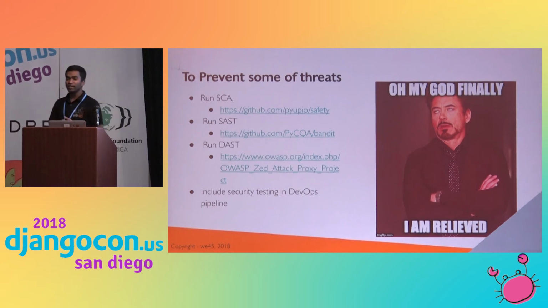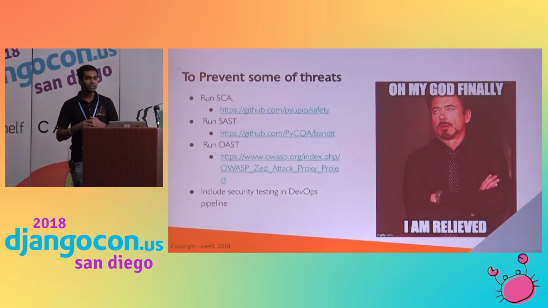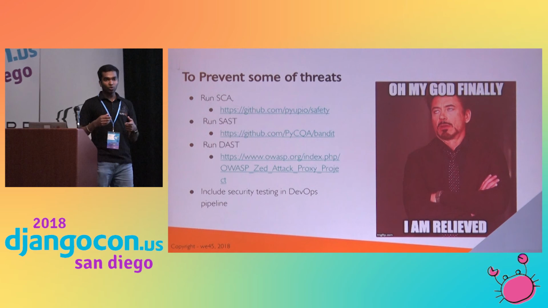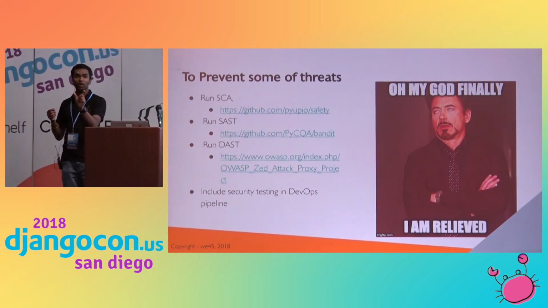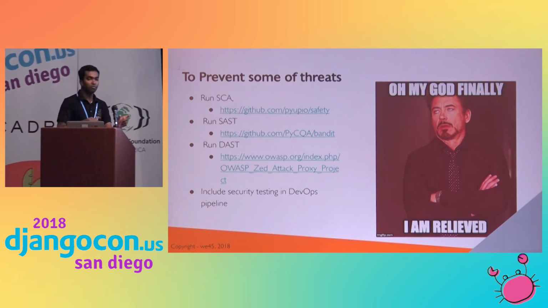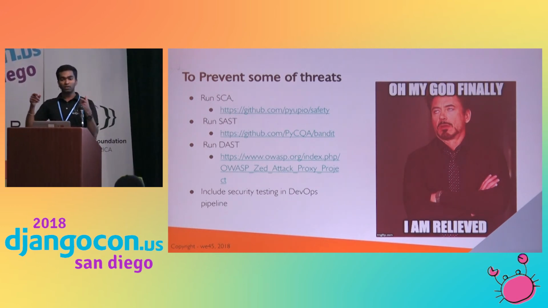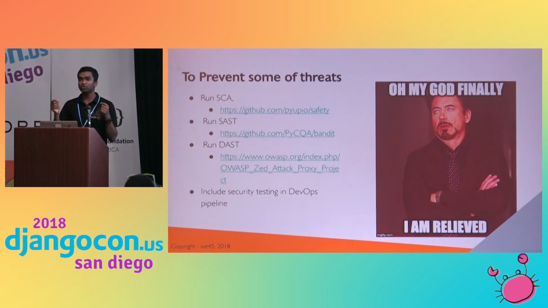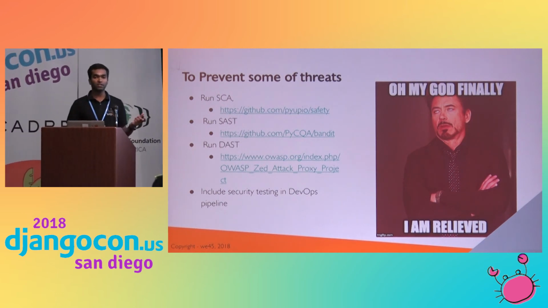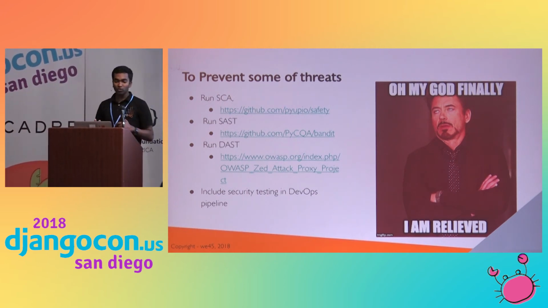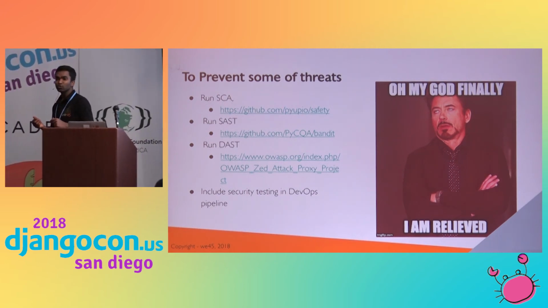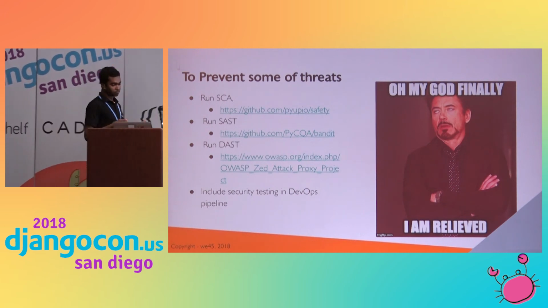Use SCA, software composition analysis. That means it scans your packages. If it finds any vulnerabilities in your packages, it says this vulnerability exists in this version, please upgrade. Use that one. Also use SAST, as I showed you, Bandit. Use that for Python, so that if there are any vulnerabilities in our code, we can prevent these attacks. And also run DAST. Use ZAP, an open source project.